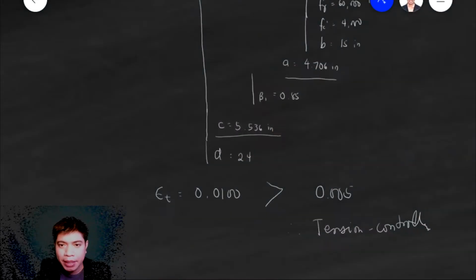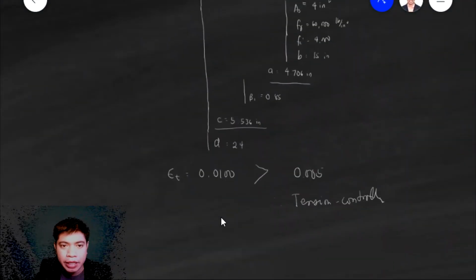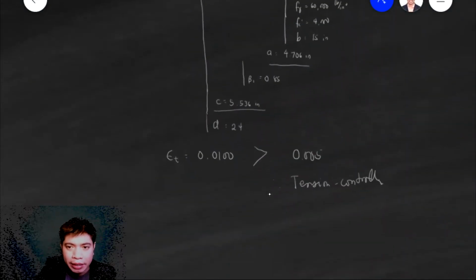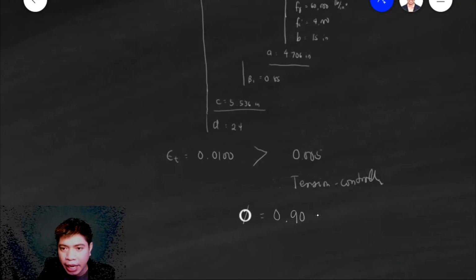Okay, so since nalaman natin guys na tension control siya, take note guys, na ang sabi dito, kapag tension control, dapat ang gagamitin nating value ng phi is 0.90. Okay? Hindi ito yung gagamitin natin guys, kasi spiral to. So dito tayo sa other. So 0.90 yung gagamitin natin. So yun na kasi yung gamit. Kaya natin kinumpute yung ating tension strain, para makuha natin yung phi. So yung phi natin is equals to 0.90.